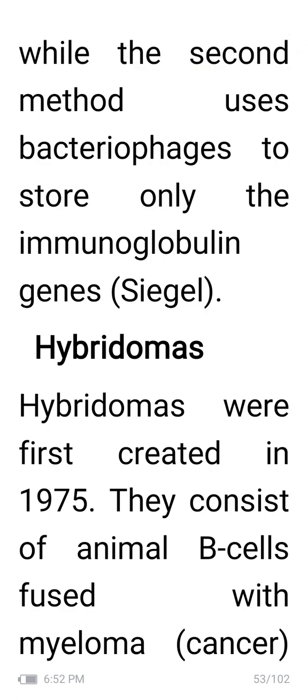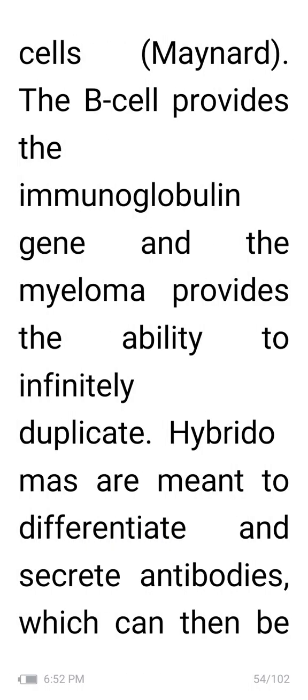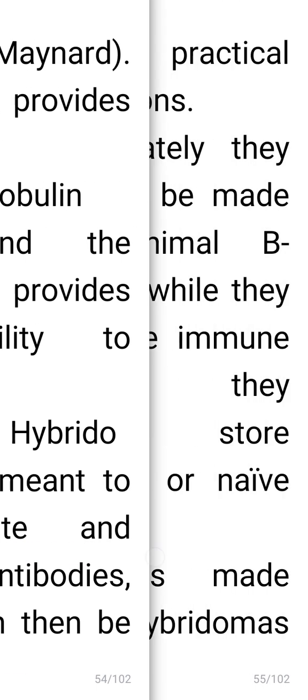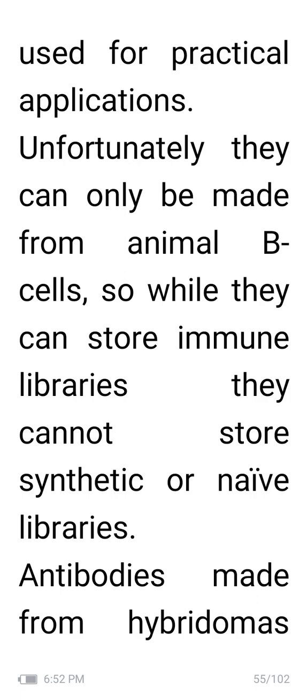Hybridomas were first created in 1975. They consist of animal B cells fused with myeloma cancer cells. The B cell provides the immunoglobulin gene and the myeloma provides the ability to infinitely duplicate. Hybridomas are meant to differentiate and secrete antibodies which can then be used for practical applications.